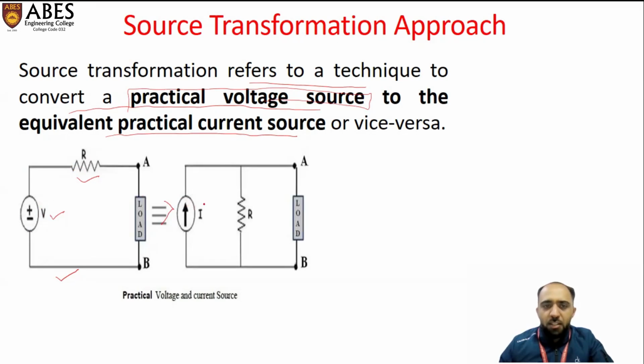Let's talk about the practical current source. So practical current source consists of current source and the resistance in parallel with that current source. So you can check the practical current source diagram is in the parallel mode, and the practical voltage source diagram is in the series connected mode. So you need to remember these two circuits. This is practical voltage source, and this is practical current source.